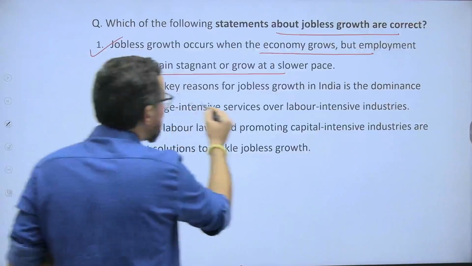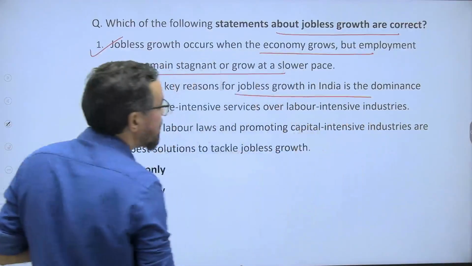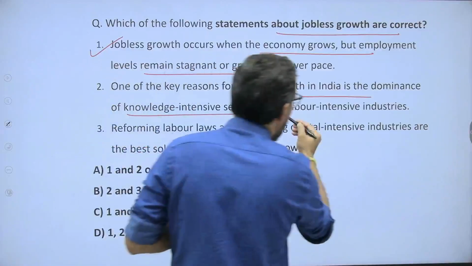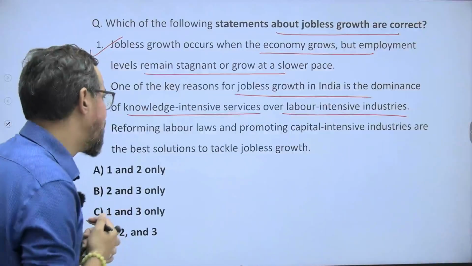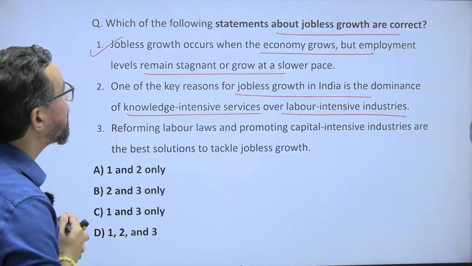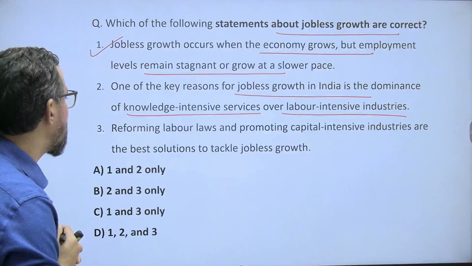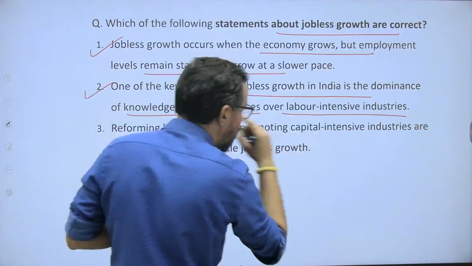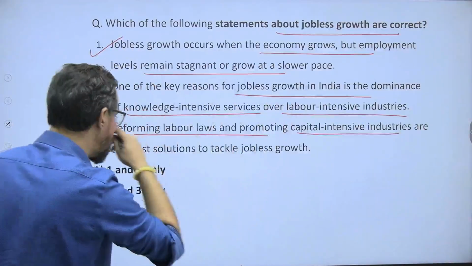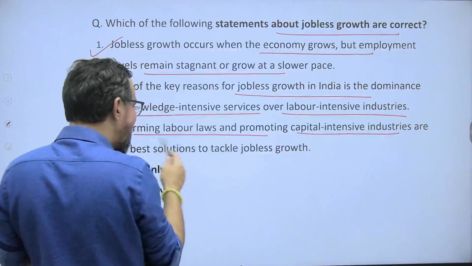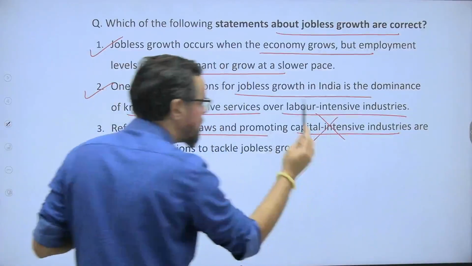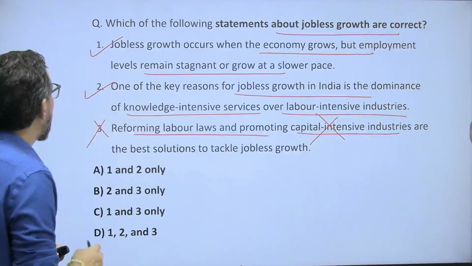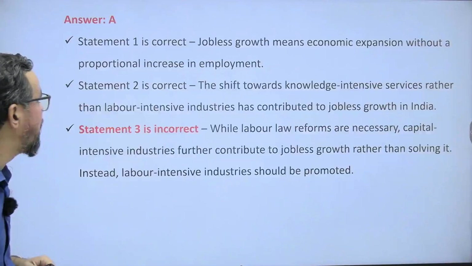One of the key reasons for jobless growth in India is the dominance of knowledge intensive services over labor intensive service industries. One of the key reasons for the jobless growth in India is the dominance of knowledge intensive services. Reforming labor laws and promoting capital intensive industries are the best. No, reforming labor laws is fine, but capital intensive will again lead to these kinds of things. So I'll not go with this one, right? So 1 and 2 means option A must be the right answer for this one.